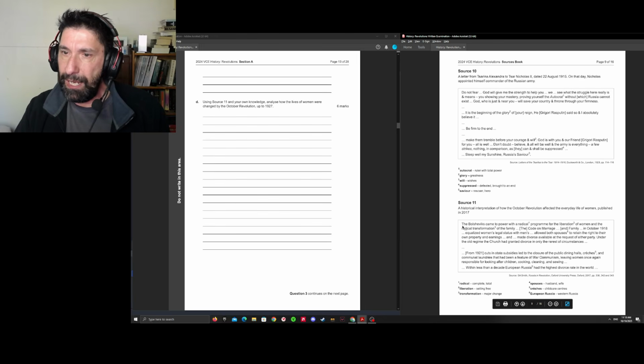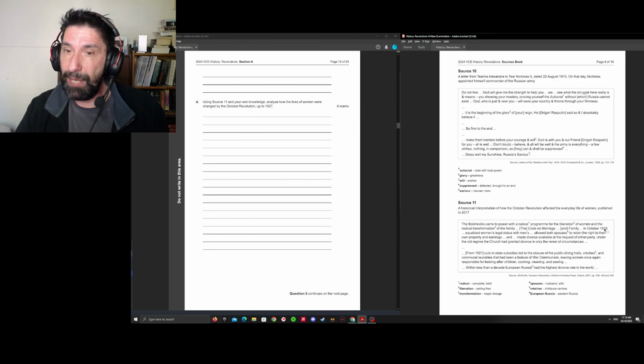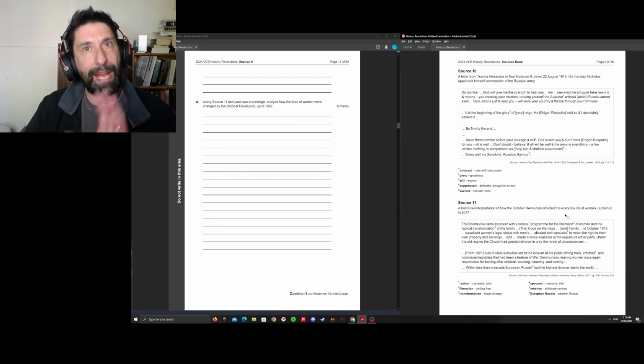The Bolsheviks came to power with a radical program for the liberation of women and the radical transformation of the family. The Code of Marriage and Family in October 1918 equalised women's legal status with men's, allowed both spouses to retain the right to their own property and earnings, and made divorce available at the request of either party. Under the old regime, the church had granted divorce in only the rarest of circumstances. So, once again, we have a really, really rich source.